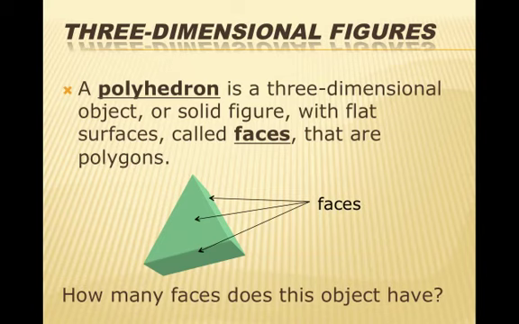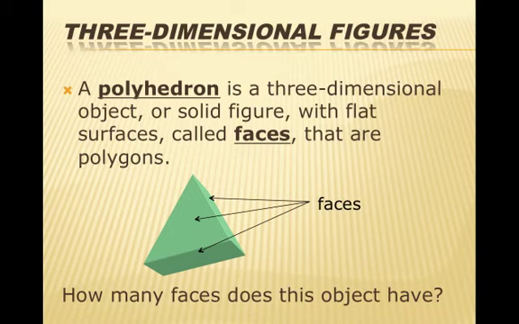The first term you just saw right there is a polyhedron. And it's a three-dimensional object or solid figure with flat surfaces called faces that are polygons. And a polygon, in case you didn't know what that is, a closed figure that is made of line segments. So for instance, a circle is not a polygon because it's not made of line segments. It's all rounded.